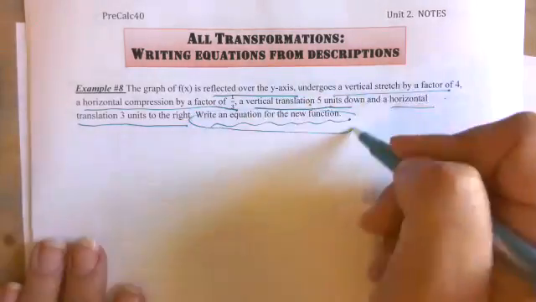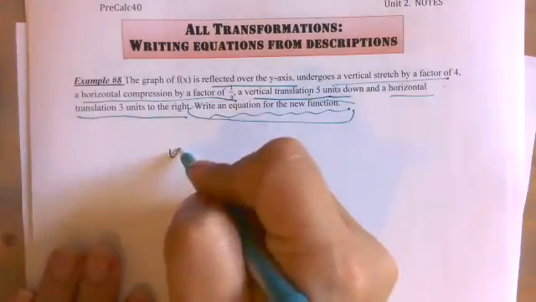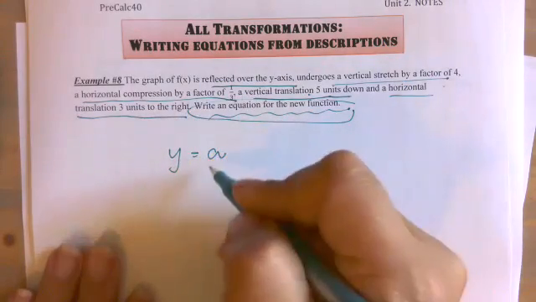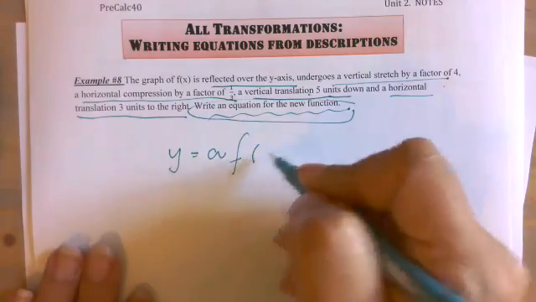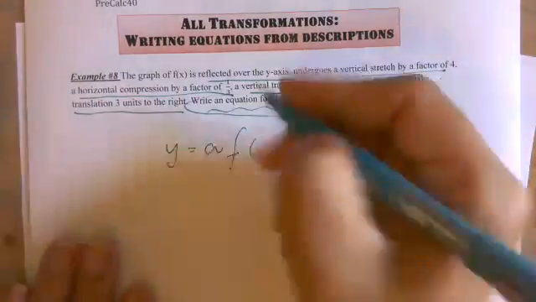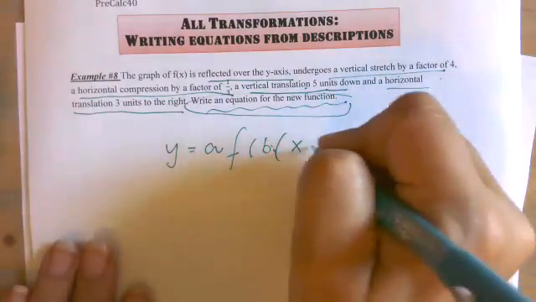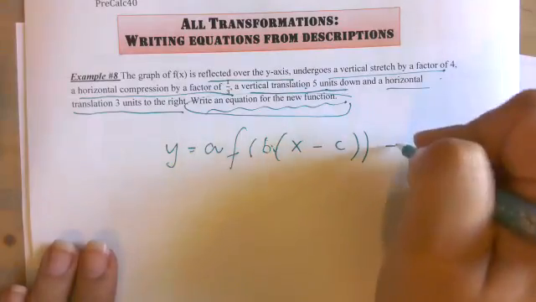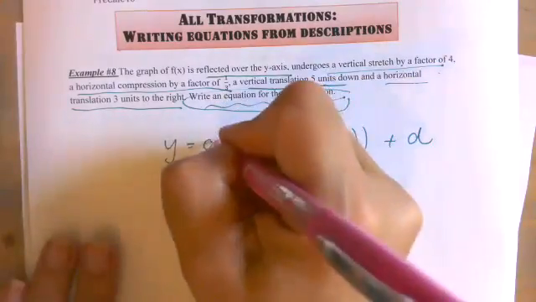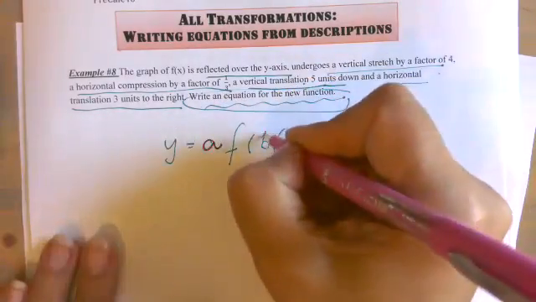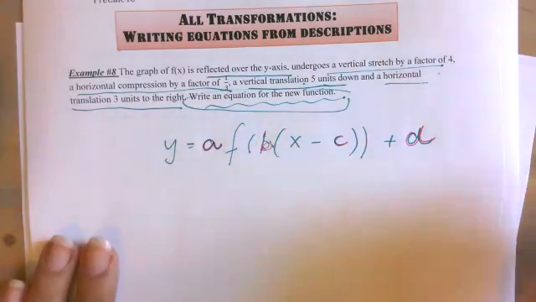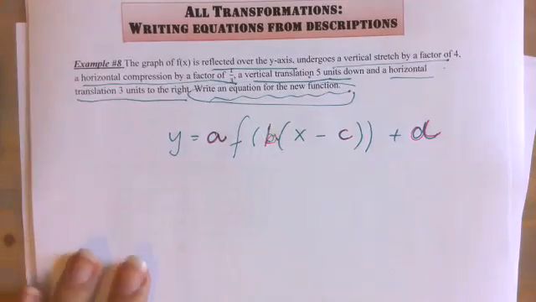Since you're writing an equation for your new function, your equation from these descriptions has to be in standard form: A times f of b times x minus c, plus d. So what I need from all these descriptions is to translate it into an A parameter, a B parameter, a C parameter, and a D parameter. So let's go one by one.